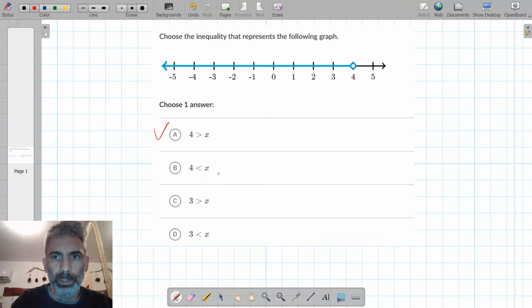4 is less than x. That is not correct, because if 4 was to be less than x, then the colored arrow should be to the right. So this is not correct.